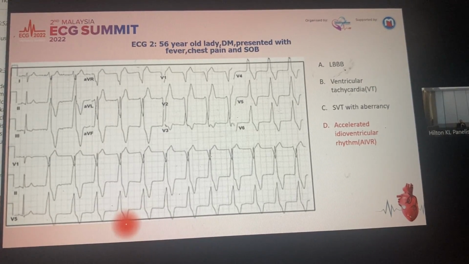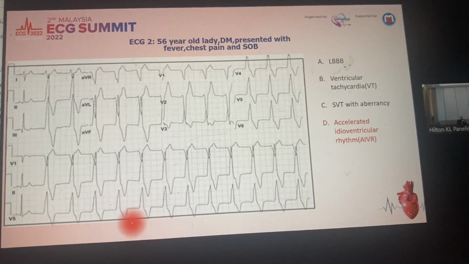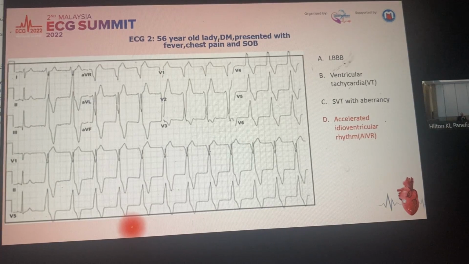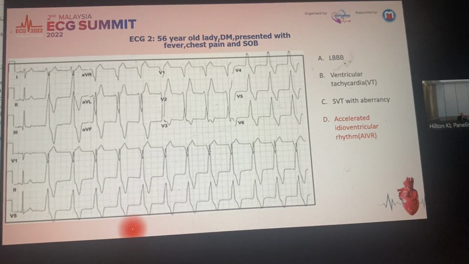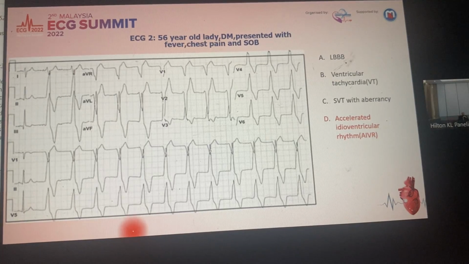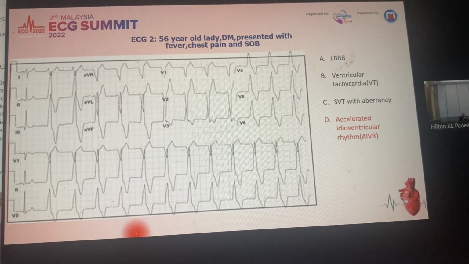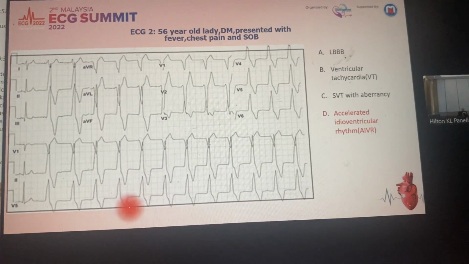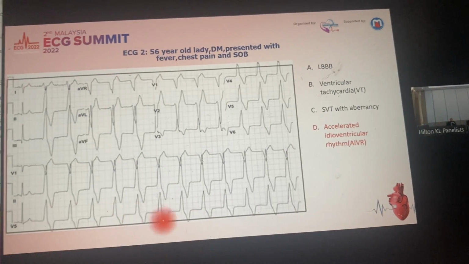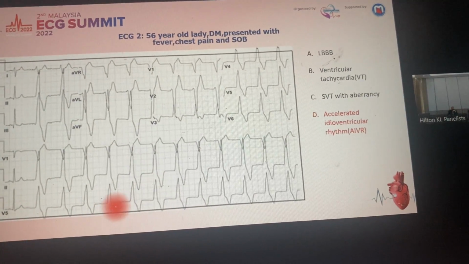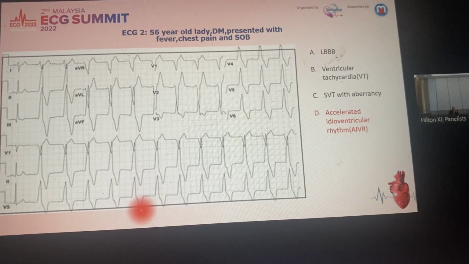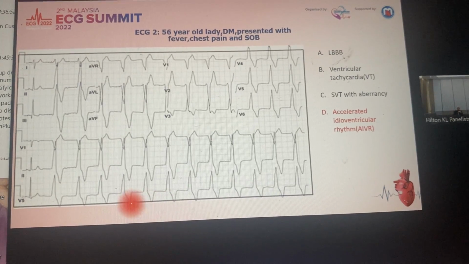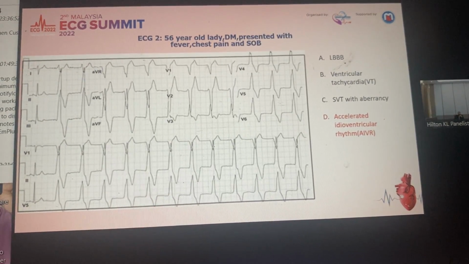So why is it accelerated? Because in ventricular rhythm, we have automaticity. Let's say the sinus node is depressed, sinus node bradycardia, so the other pacemaker will automatically take over. We have escape beats. Here we can see an escape beat from the ventricle, but it is accelerated because the rate is between 40 to 100. If you have more than 100, we call it VT, ventricular tachycardia. But if the rate is 20 to 40, we call it a ventricular escape beat.